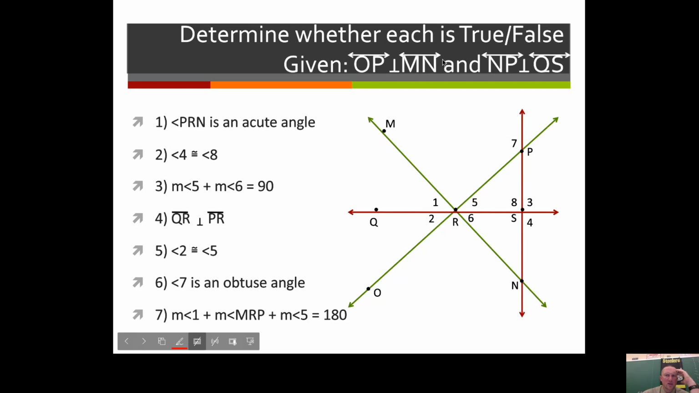We're going to determine whether each of these is true or false. And what they do is they give you some perpendicular lines. So line OP, that is this green one, is perpendicular to line MN. So if they're perpendicular, you can actually go through and do this. Hopefully you do it better than I do. Putting these little marks here to indicate that those lines are perpendicular. Also, line NP, that's this vertical one, is perpendicular to line QS. So same deal. You can go through and put these marks if you want.